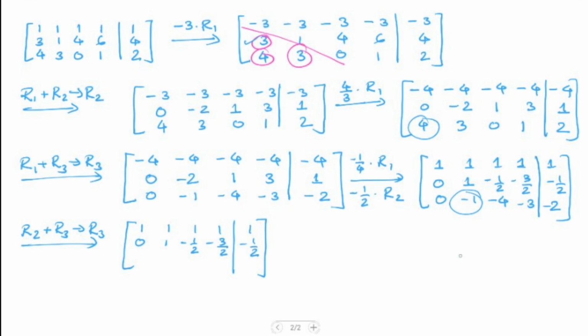And then for row 3 now, we'll be adding row 2 with row 3. So that will give us the value here 0, and 1 minus 1 is 0. Sorry, not 1 minus 4, but minus 1/2 minus 4, which is minus 9/2. And here we have again minus 9/2. And then here we have minus 5/2.